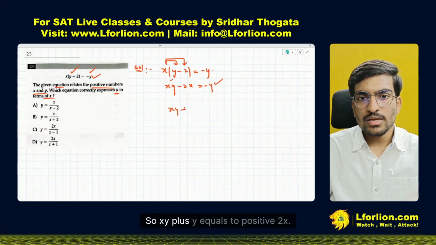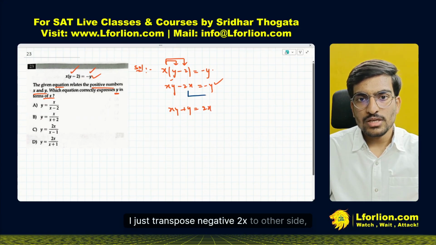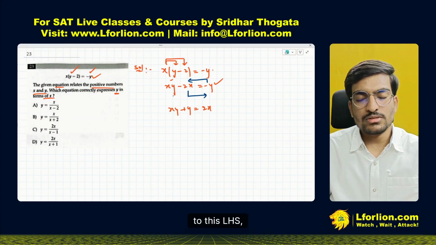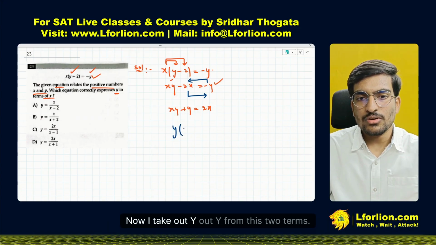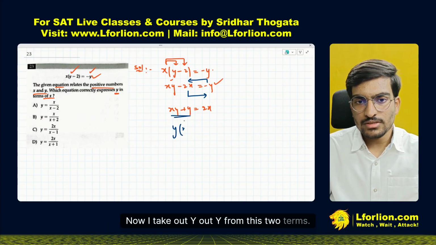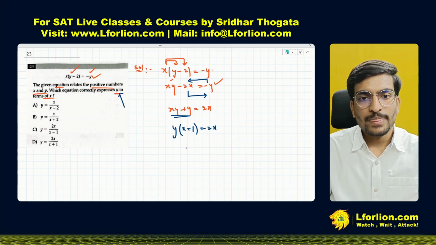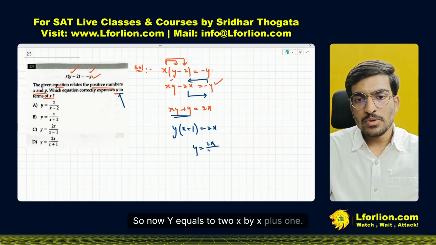So xy plus y equals positive 2x. I just transposed negative 2x to the other side, it will be positive 2x, and I transposed negative y to the LHS, it's going to be positive y. Now I take out y from these two terms, so y times (x plus 1) equals 2x. We need y, so now y equals 2x by x plus 1.